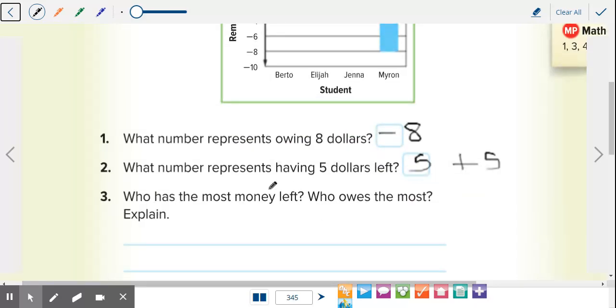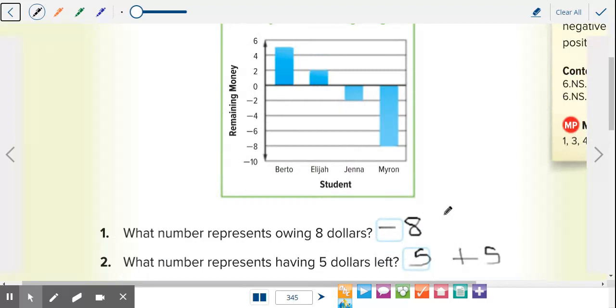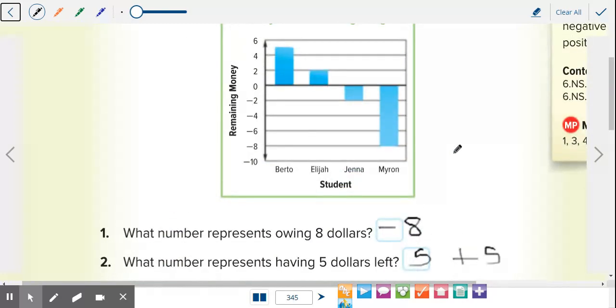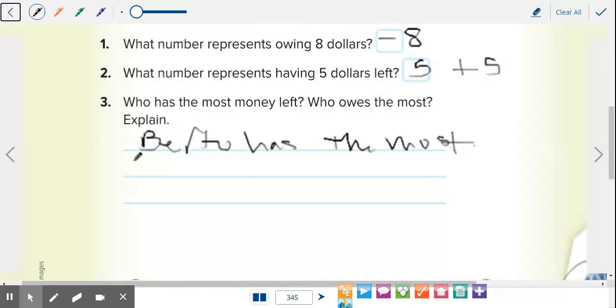All right, now let's look. Who has the most money left over? Who's got the most money left over? Berto. So we would put Berto has the most. Okay, now who owes the most money? Okay, Myron. Myron owes the most.